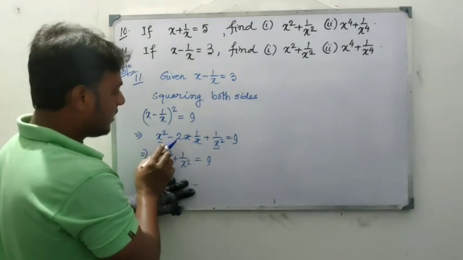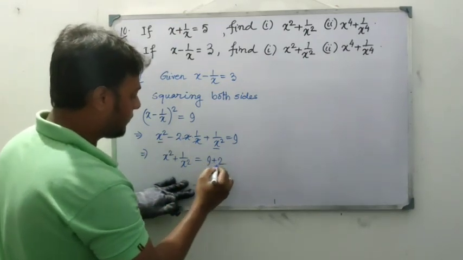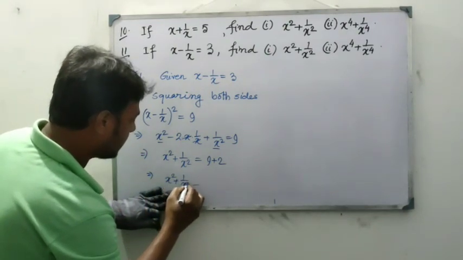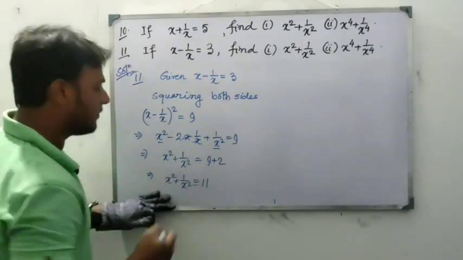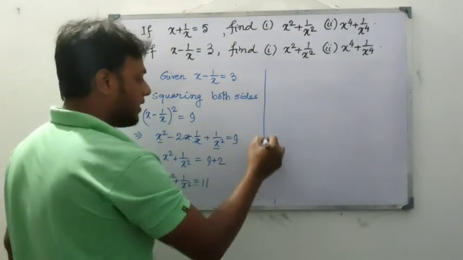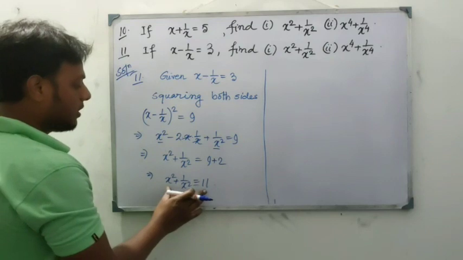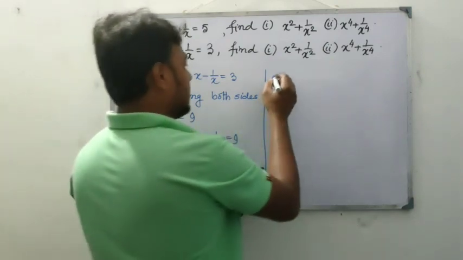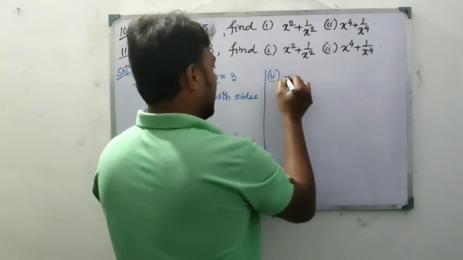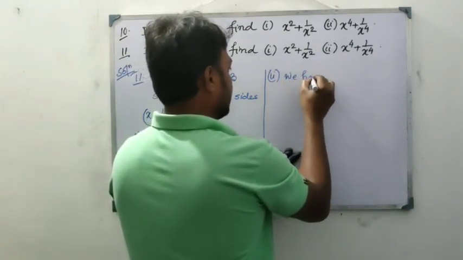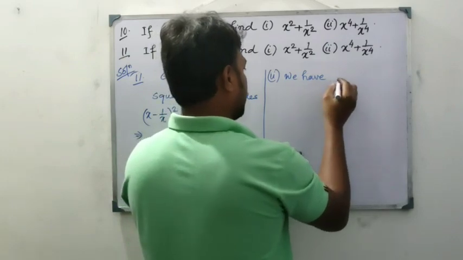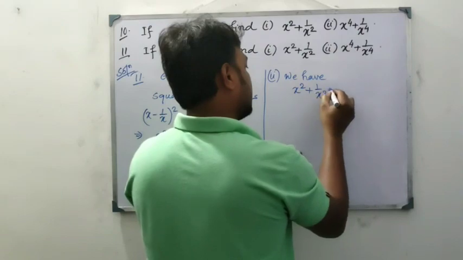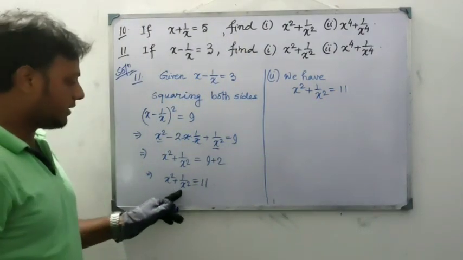So if we consider this term on the other side, then it will be plus 2. So we have x square plus 1 by x square equals 9 plus 2, which is 11. This completes the first answer. To get the second answer, we have to consider squaring both sides again. So, for the second problem, we have x square plus 1 by x square equals 11. We just copied this part.